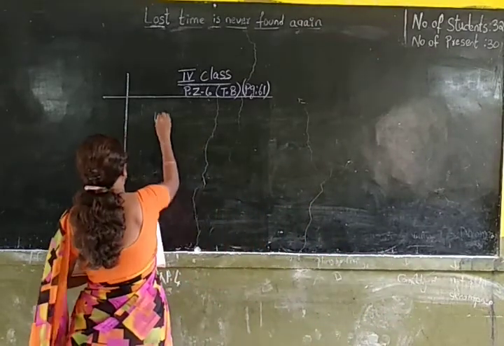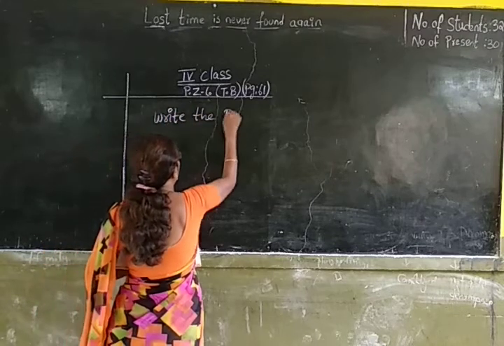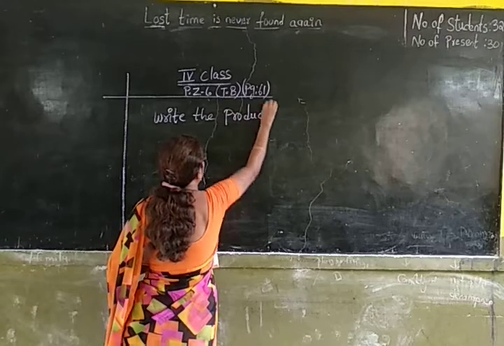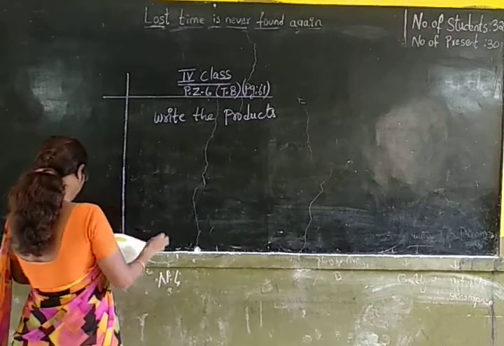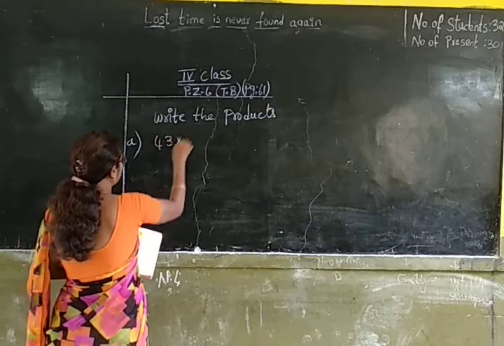Write the products. Okay children, first A question. 43 into 10.